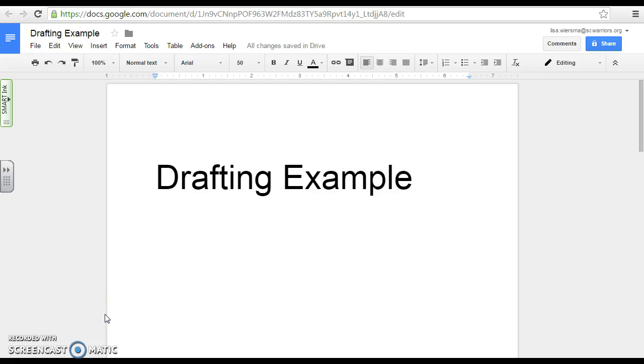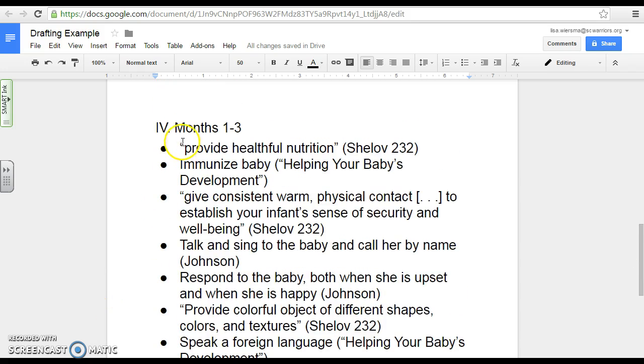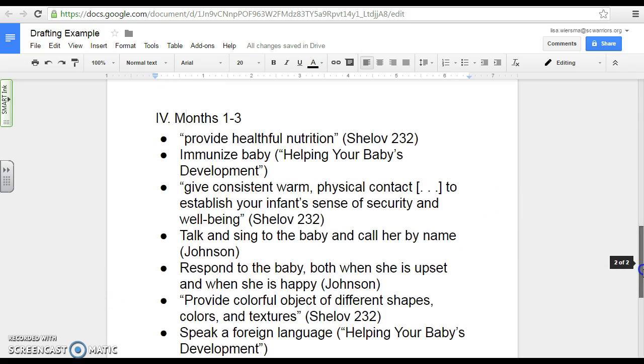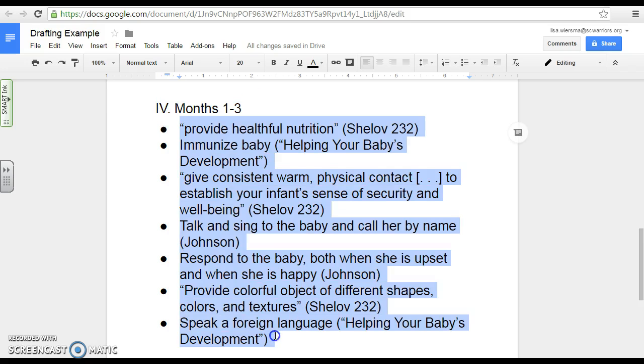I'm going to show you an example of the drafting process when you have your outline and your notes. So here is an example of part of my outline, and imagine that this is for a research paper about the development of a baby. And so this section of the paper will be about the baby's development from months 1 to 3. And this will be an informal outline, and in this case I have this part as section 4 of my paper, and then here are my notes.